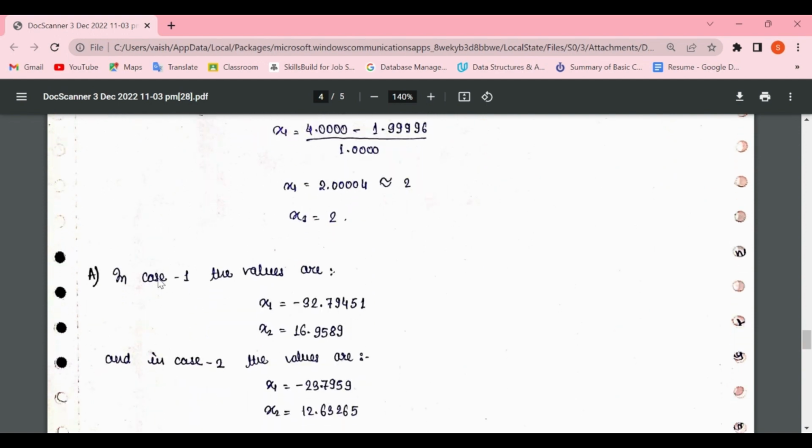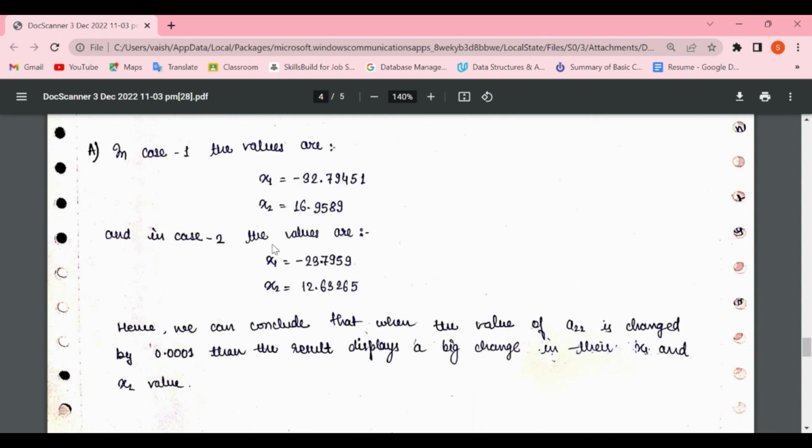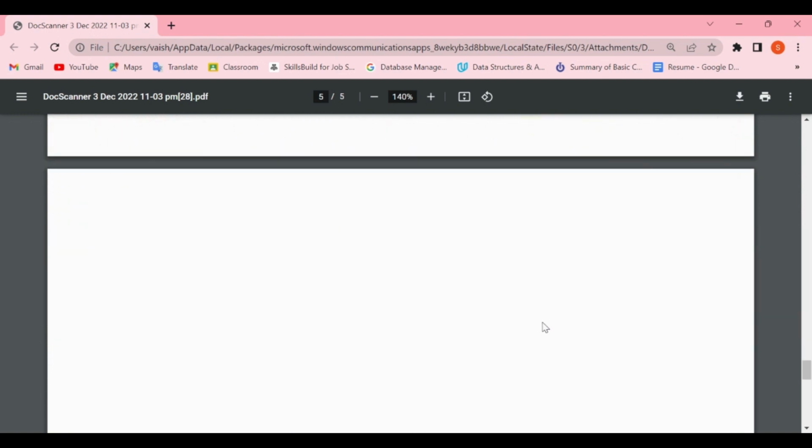Now commenting on case 1 and 2. In case 1 the values are x1 is equal to minus 32.79451 and x2 is equal to 16.9589. And in case 2 the values are x1 is equal to minus 23.7951 and x2 is equal to 12.63261. Hence we can conclude that when the value of A22 is changed by 0.001, the result displays a big change in the x1 and x2 values.